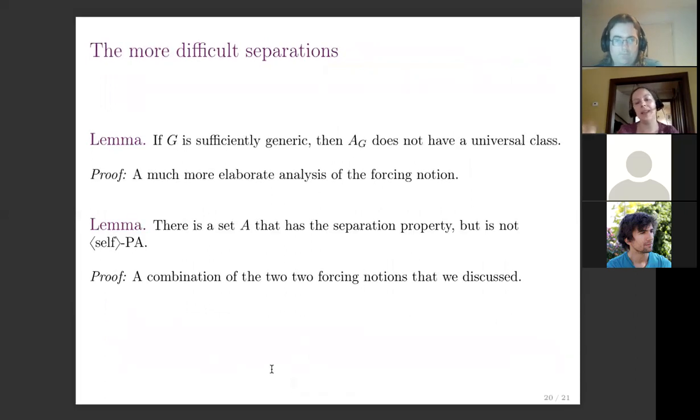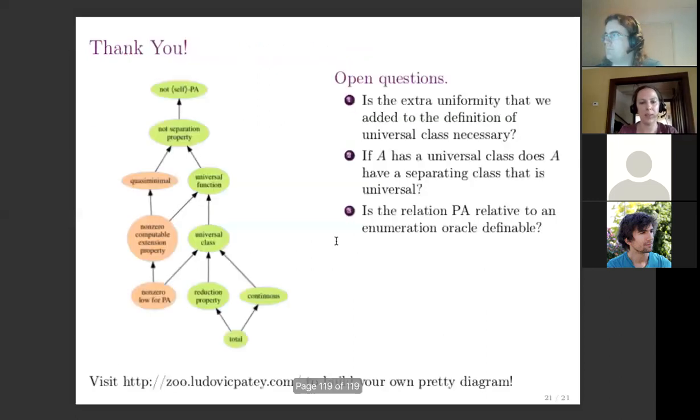And by combining this with the first forcing construction that we had when we showed that there are self-PA degrees, weirdly enough, we can produce a set A that has the separation property but is not self-PA. So these are all of the separations. So this is my picture again.